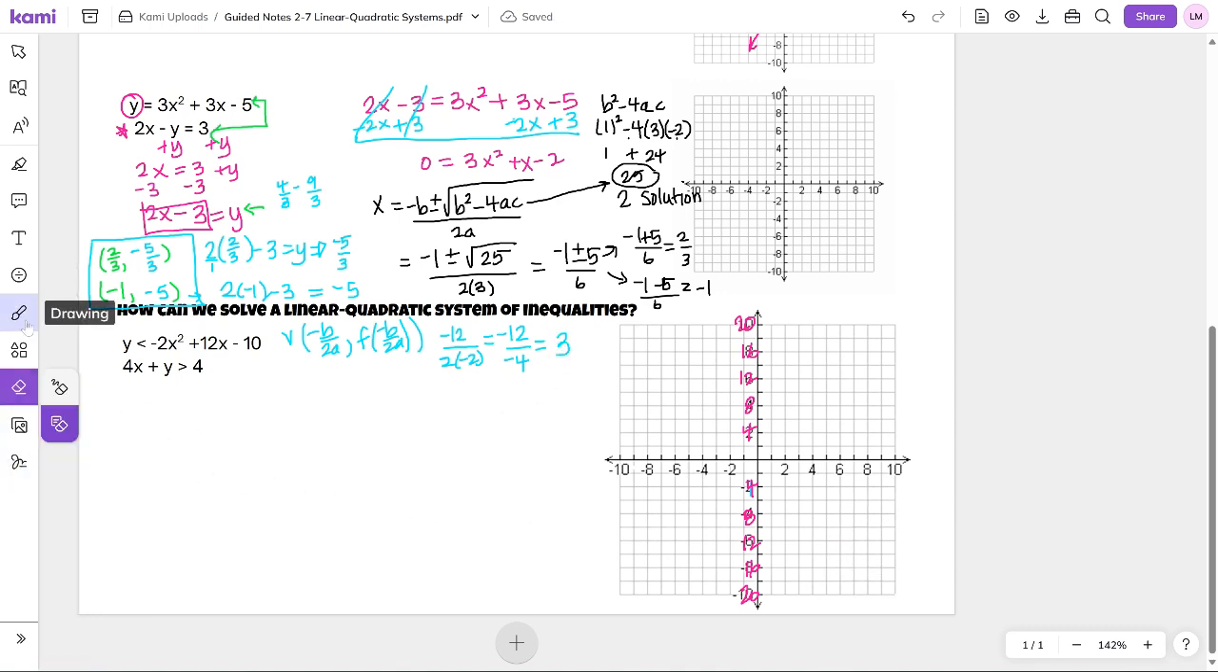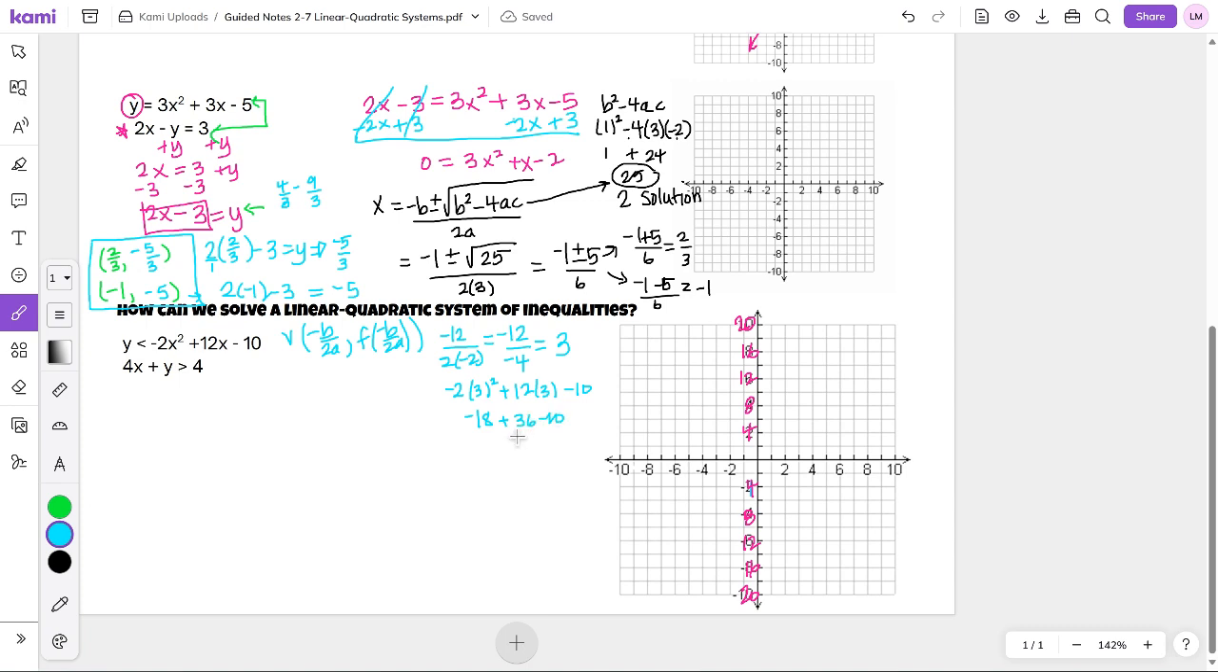All right. Okay, so I am going to start at 3. I'm going to plug in 3 to this function and figure out what my y value is. All right, so negative 2 times 3 squared plus 12 times 3 minus 10. So I have negative 18. So 3 squared times negative 2 is negative 18 plus 36 minus 10.